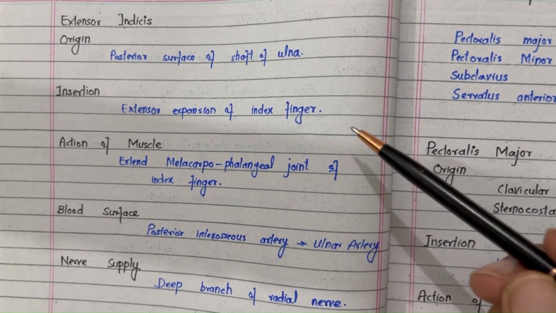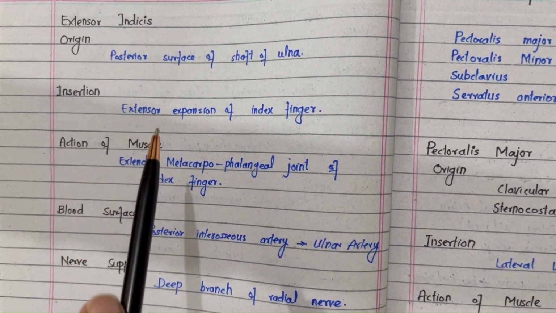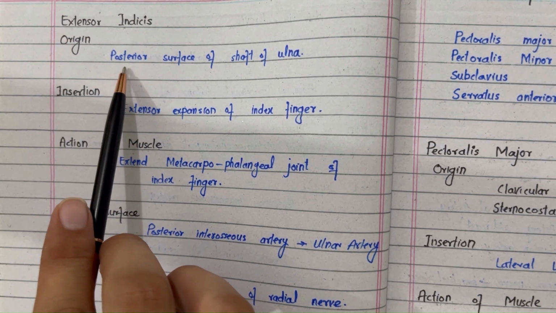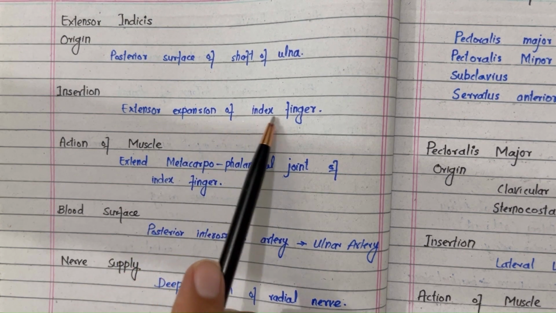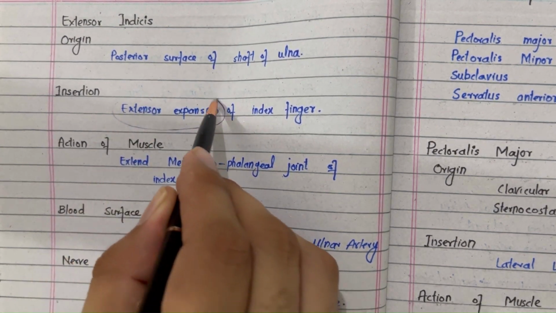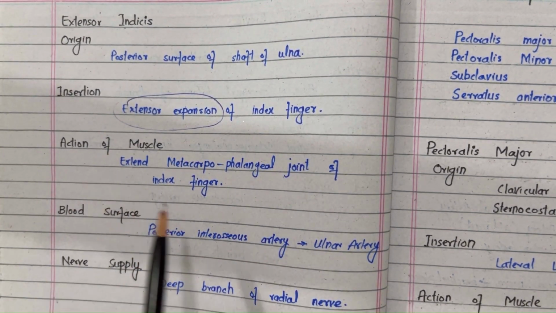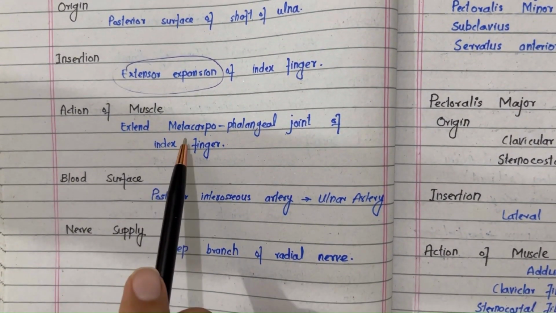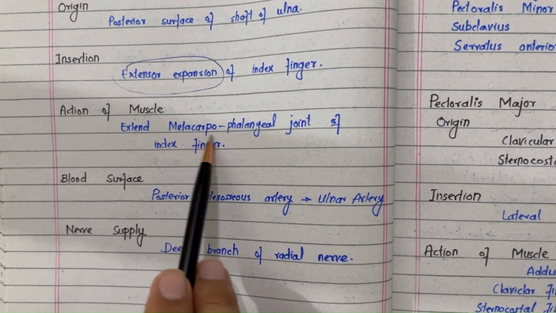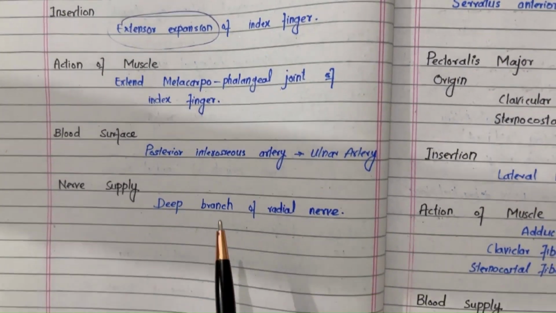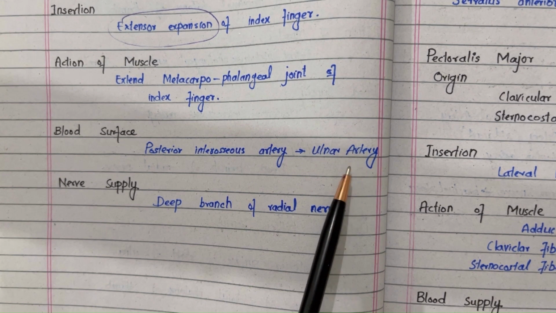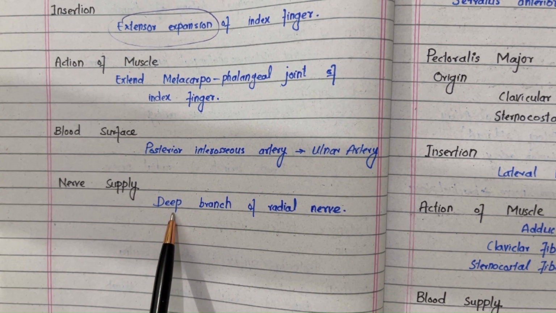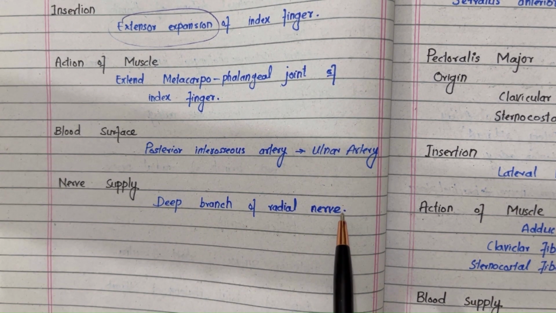Now student, as we have discussed the anatomy of the extensor indicis muscle, this muscle originates from the posterior surface of the shaft of the ulna and inserts into the extensor expansion of the index finger, or the distal phalanx of the index finger. This muscle plays an important role in the extension of the index finger at the metacarpophalangeal joint. This muscle is supplied by the posterior interosseous artery, which is the branch of the ulnar artery, and the innervation is the same as other muscles, which is the deep branch of the radial nerve.